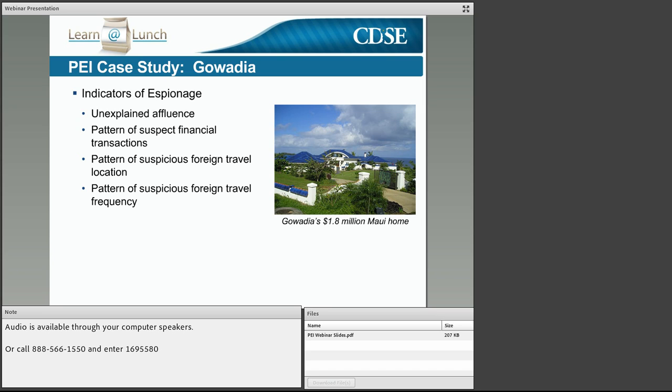Gawadia paid no income taxes from about 1997 to 2005, when he was arrested. From July 2003 to October 2005, Gawadia covertly traveled to China 6 times to assist China on their cruise missile program. And with the assistance of a co-conspirator, Gawadia concealed the frequency, duration, and destination of his trips to China.